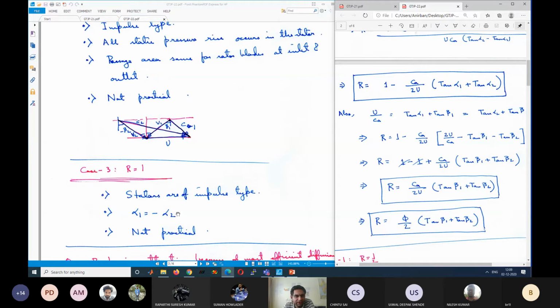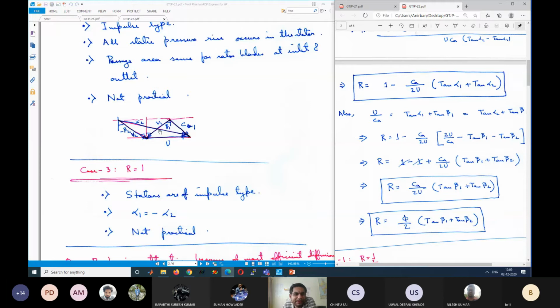Stator should do some diffusion, right? It should act like a diffuser. It's not there just to change the direction. So R equal to 1 is not a very good situation, and again still it is not practical. In this case, you will see that there will be a huge difference between V2 and V1. You should draw this velocity diagram for this. Maybe I will give it in the exam.